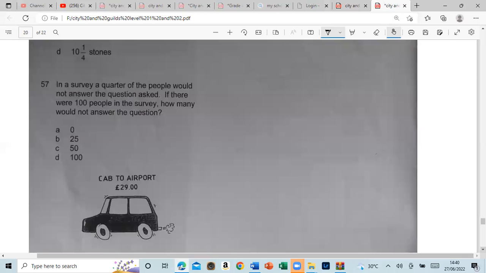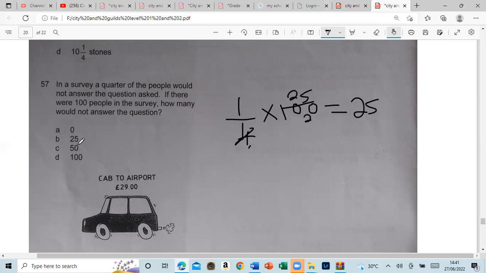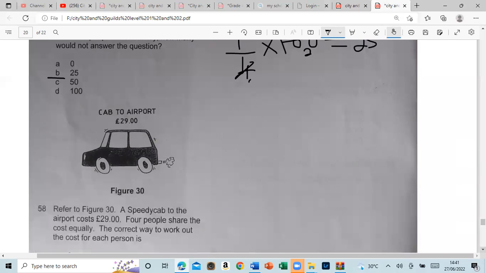In a survey, a quarter of the people would not answer the question. If there were 100 people in the survey, how many would not answer? So it's a quarter times 100. 4 1, 4 to 10, 2, 4 2, 4 to that 5. Alright, so that's 25. Alright, let's move on to 58.